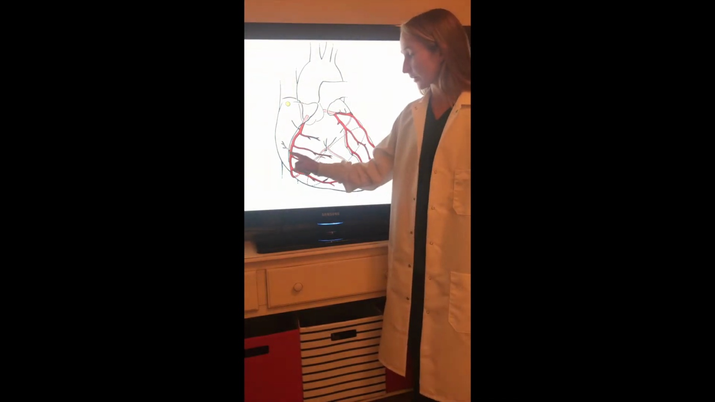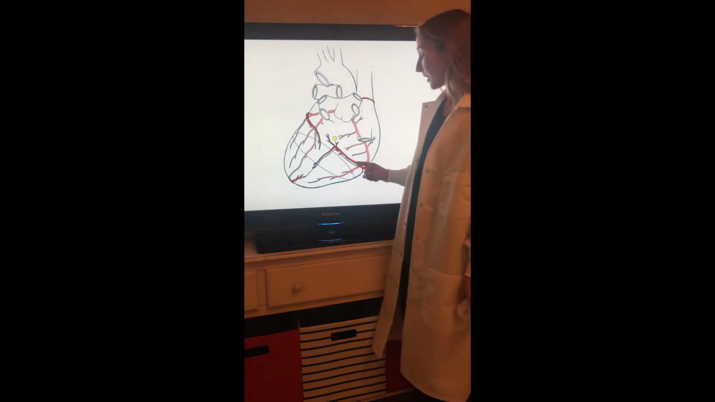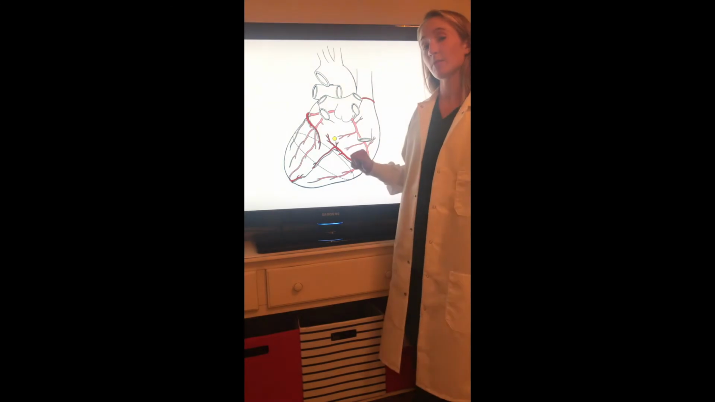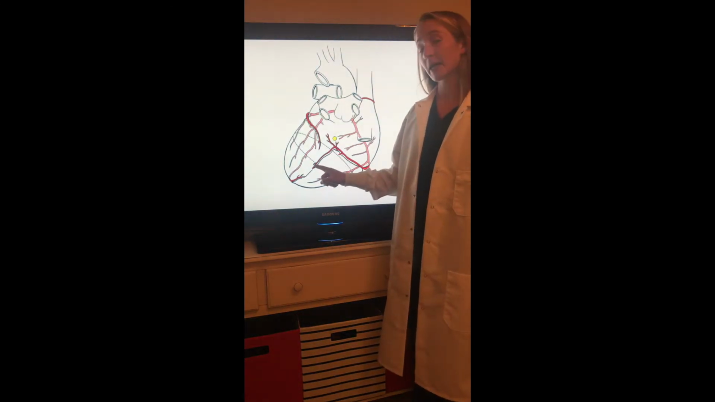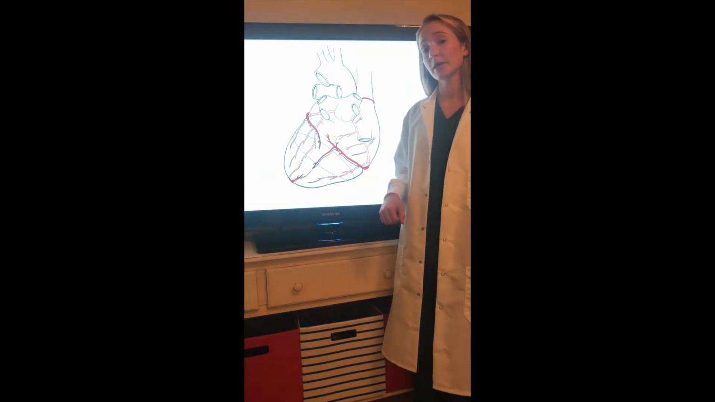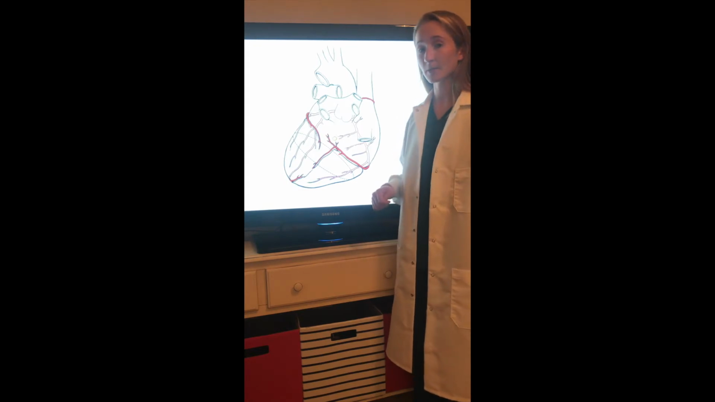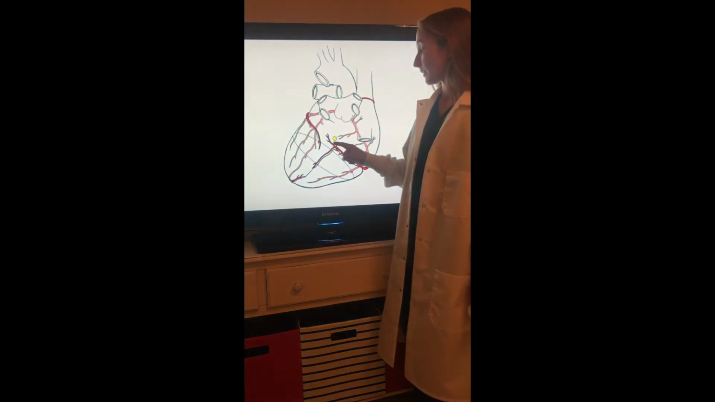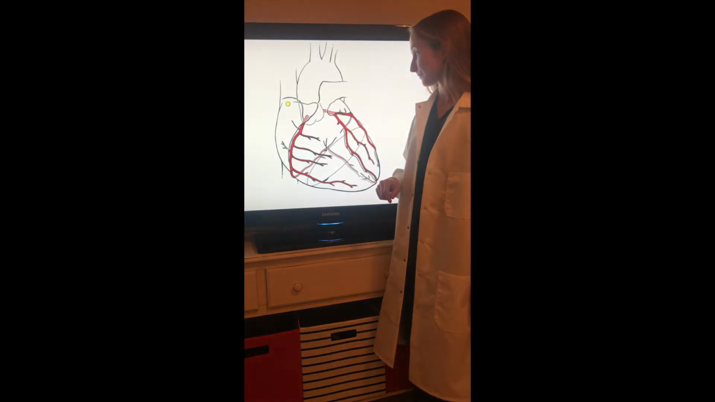The right coronary artery follows along the coronary sulcus to the posterior aspect of the heart, where it branches to the AV nodal branch to supply the AV node. It then branches to the posterior interventricular branch. This branch follows the posterior IV sulcus and supplies the posterior third of the septum and both ventricles. The right coronary artery terminates within the coronary sulcus.